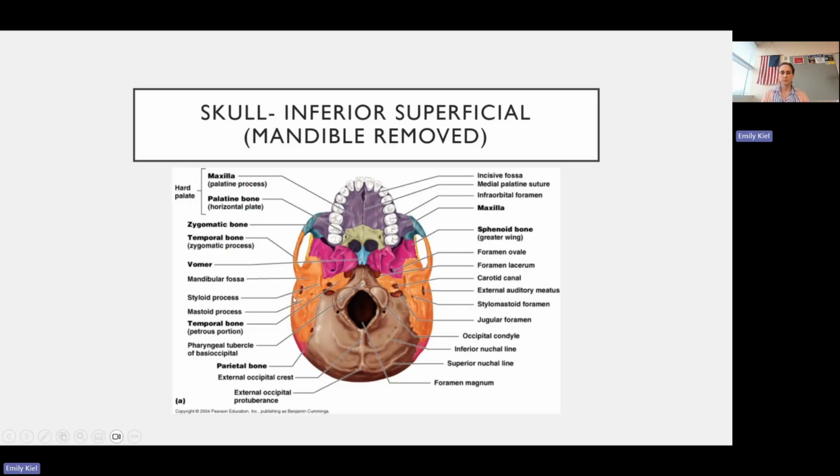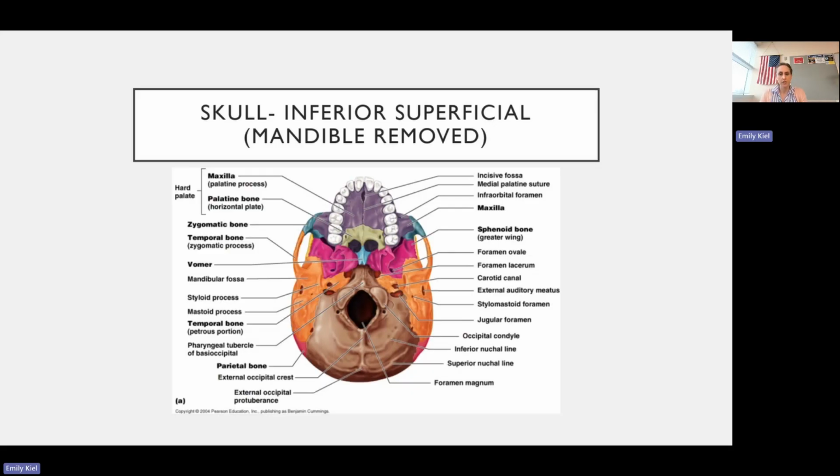Just so you're aware, these pictures are from your Pearson textbook. They have great images, and there are some really nice quizzes for the Pearson homeworks. If you're doing those homework assignments where you can match things, great opportunities to study.